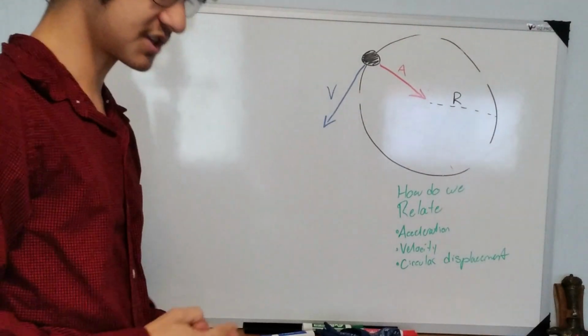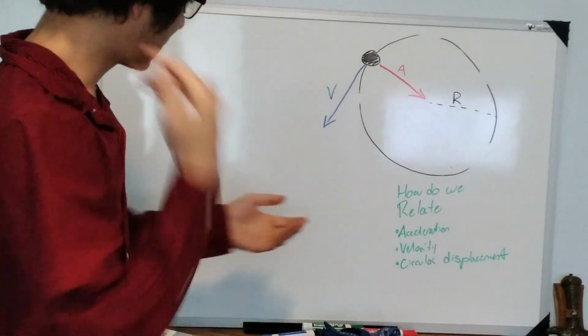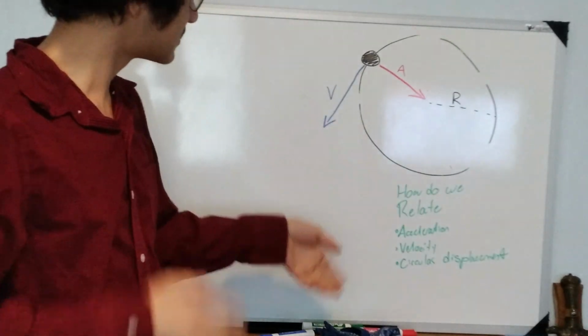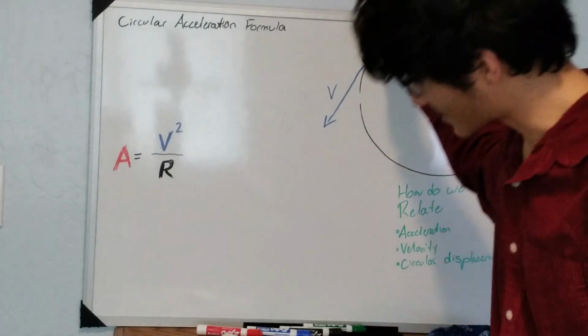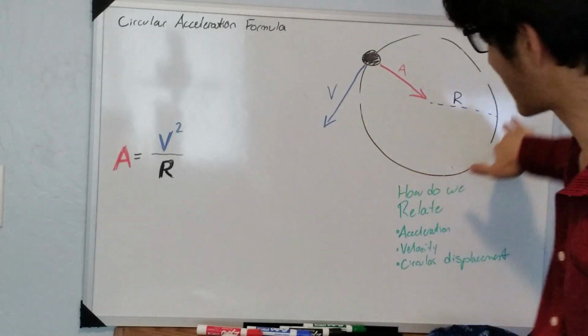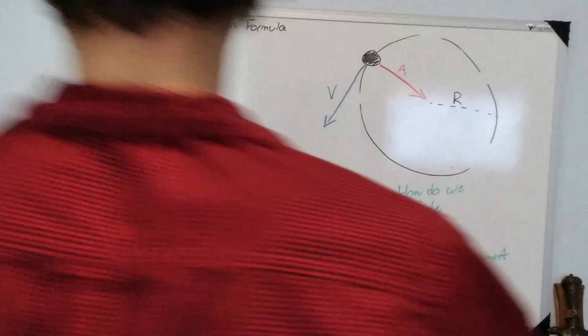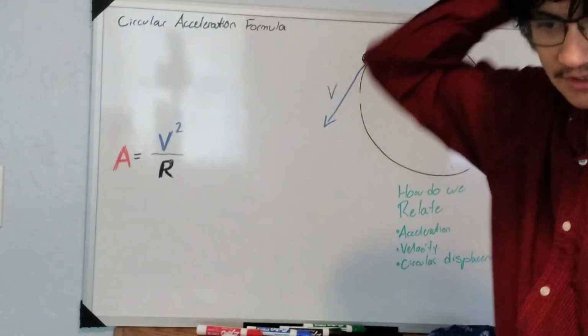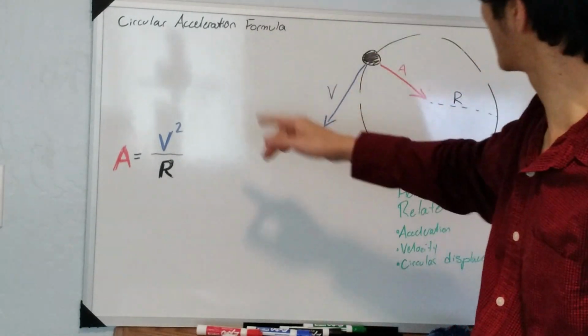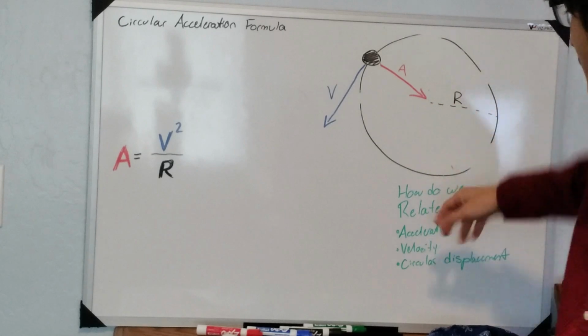And that's the answer to the central question. How do we relate acceleration, velocity, and circular displacement? Acceleration is always inward, velocity is always tangential to the circular path of travel. This is the circular acceleration formula. A is equal to v squared over r, and it's also the answer to the central question.